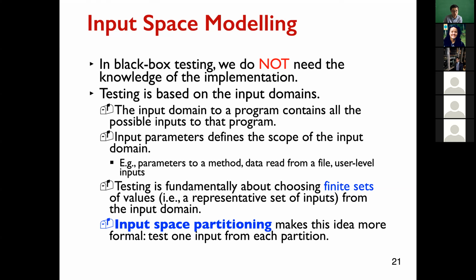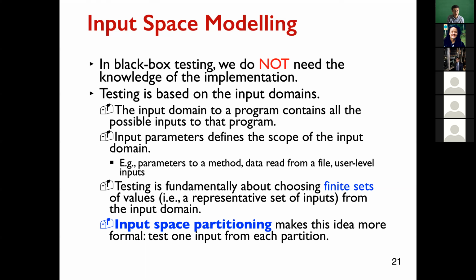So testing is fundamentally about choosing finite sets of values from the input domain. We have an infinite input domain, so we want to choose a finite set of values from this input domain. How can we choose test cases? Remember, we talked about partition testing, equivalence partition testing, right? So partition the input space into smaller partitions or classes. Okay. So this partitioning approach makes the idea more formal, right? So we just test one input from each partition, one representative input from each partition.